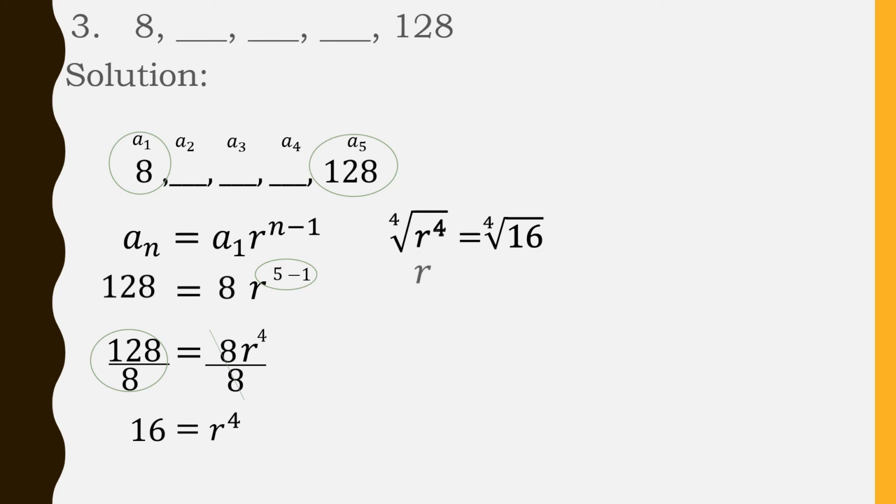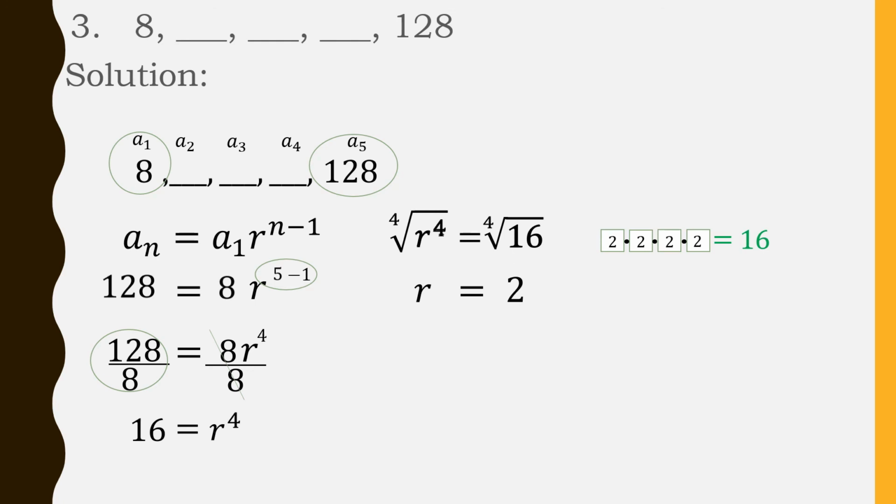What is the number that when multiplied by itself 4 times will result in 16, since our index is 4? That number is 2, right? Because 2 times 2 is 4, times 2 is 8, and times 2 is 16. So the fourth root of 16 is 2. That is also the value of our r.